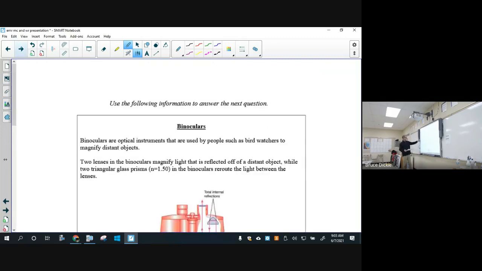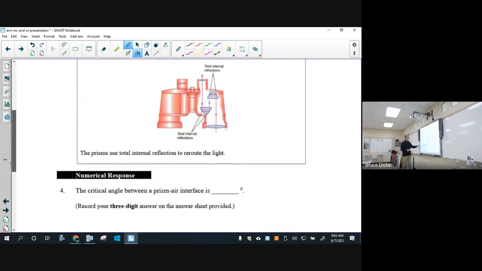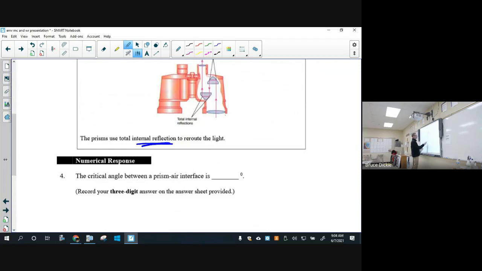Now we got some binoculars here that involve some refraction. It describes how it works here, and it also says it uses total internal reflection to reroute the light. So we've got total internal reflection happening right here, right here, right here, right here. And then it goes out the lens at the end and magnifies it. We want to find the critical angle between a prism-air interface.